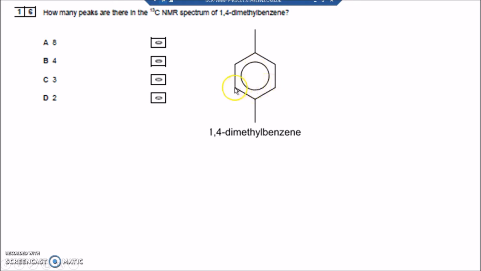These 2 are 3. And actually these are 3 as well because it's symmetrical. So these 2 are in the same environment as these 2. So I've got the 2 methyl groups, the 2 carbons here is a second peak, and then the other 4 carbons in the ring are a third peak. The answer is C.